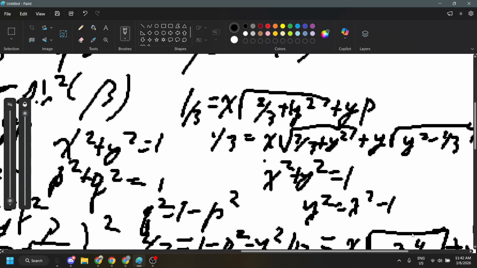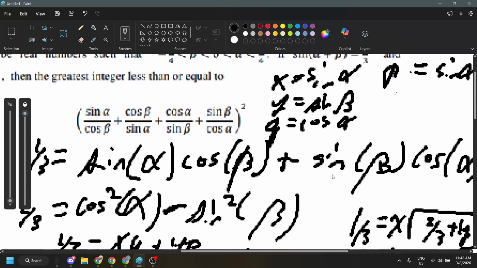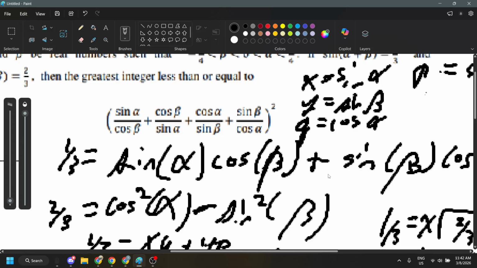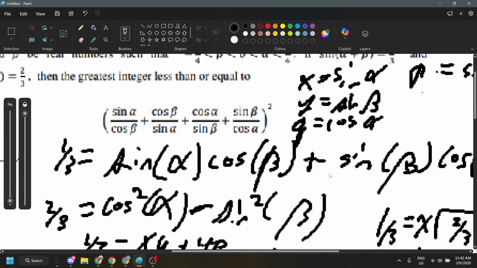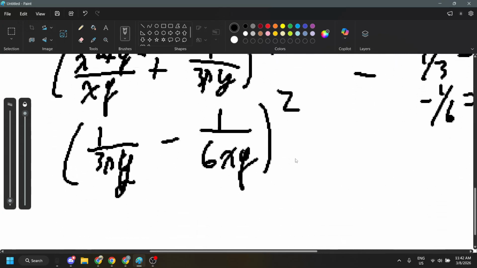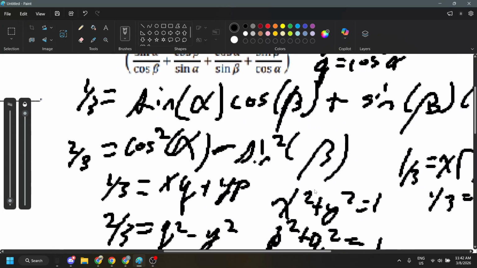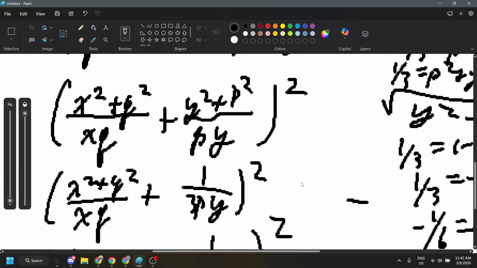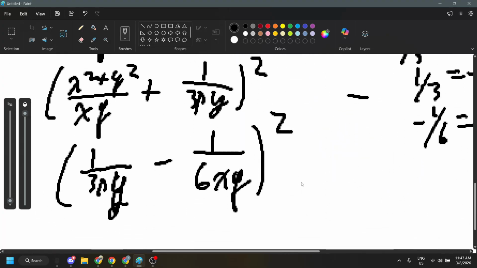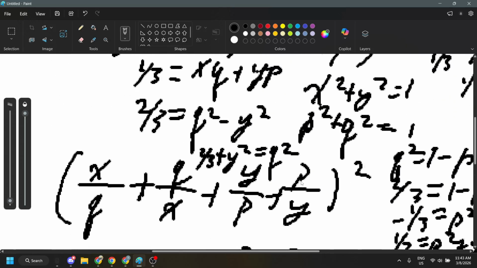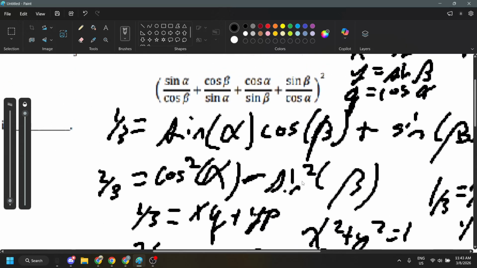Now we just need to have them multiplied together, which is going to be... Oh my gosh, guys. Is that them multiplied together? xq, yp. Oh my gosh.